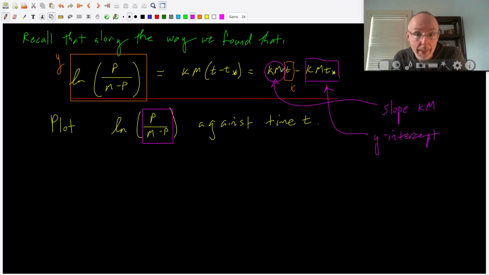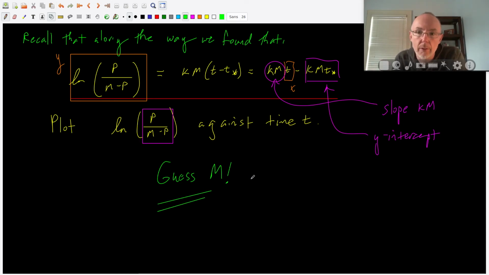If I knew what m is, then I'd know the slope, so I'd know k. And if I know a k and an m, and I know the y-intercept, then I know t star. So I could find everything from that if I only knew what m is. So what do we do when nothing else works? We're going to guess what m is. We're going to look at the data. We're going to guess a value of m, and then we're going to see if we can get this curve to fit.